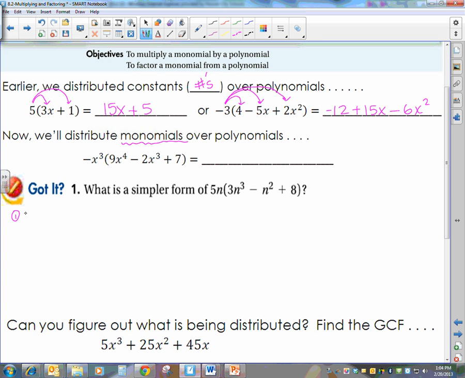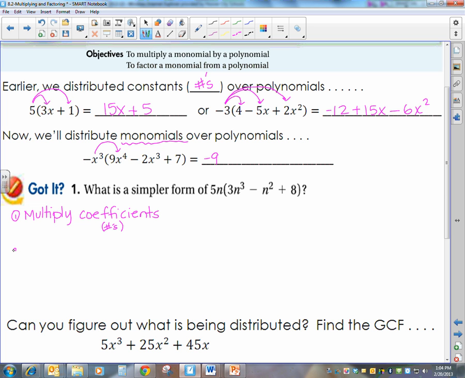First and foremost, we need to remember to multiply our coefficients. Okay? What are our coefficients? Remember, those are the numbers in front of the variables. So we have a 9, negative 2, and positive 7. So we're still going to distribute negative x. All right, but the coefficient of negative x cubed, our coefficient is actually negative 1. So negative 1 times 9 is negative 9.